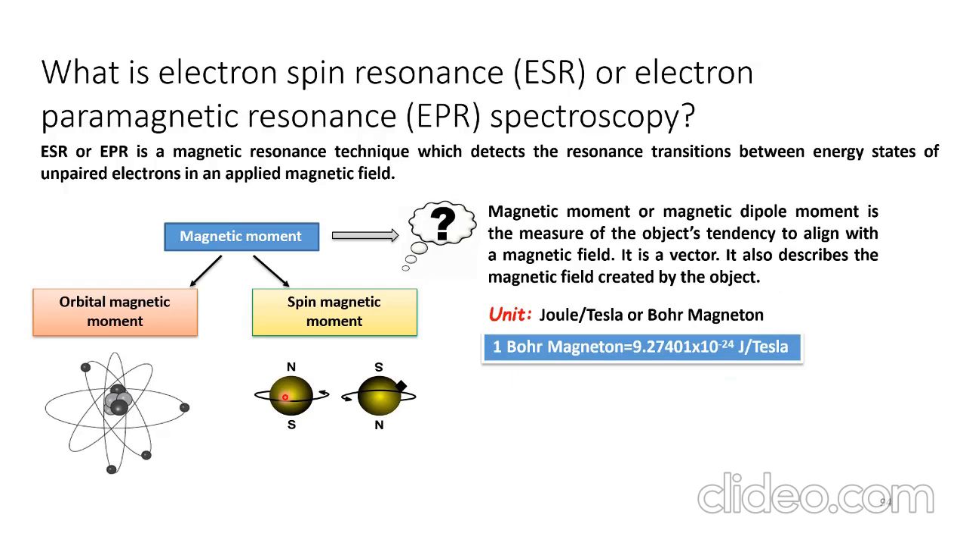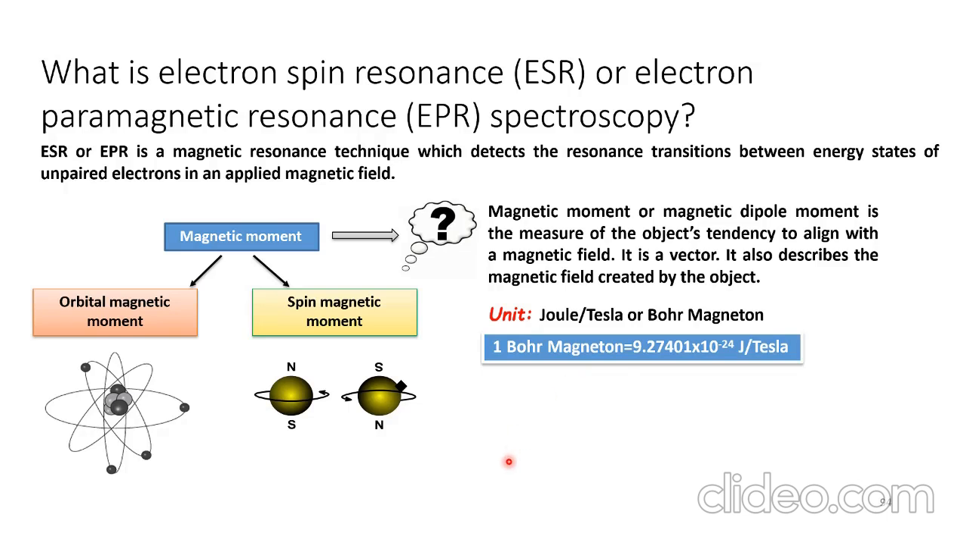So the magnetic moment is a measure of the object's tendency to align with a magnetic field, and it is a vector. It describes the magnetic field created by the object. One Bohr magneton is equal to 9.27 × 10^-24 joule per Tesla. The unit is joule per Tesla or Bohr magneton.